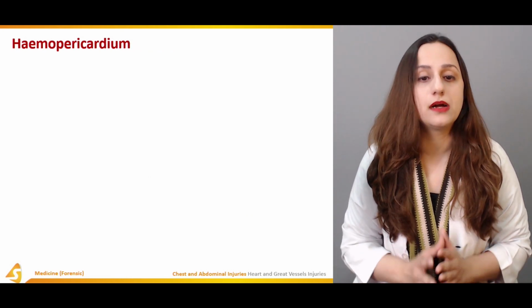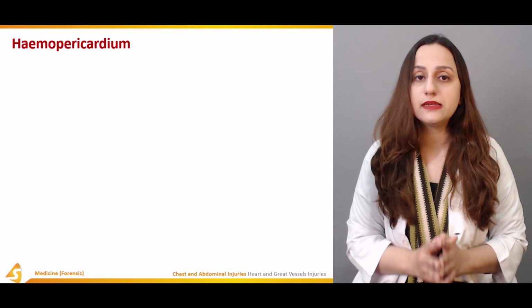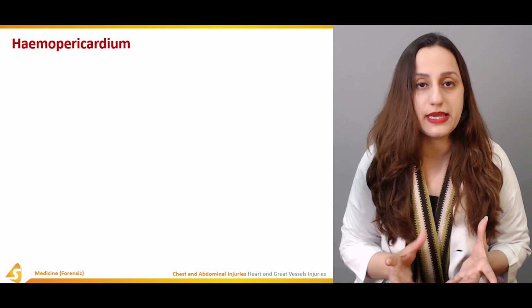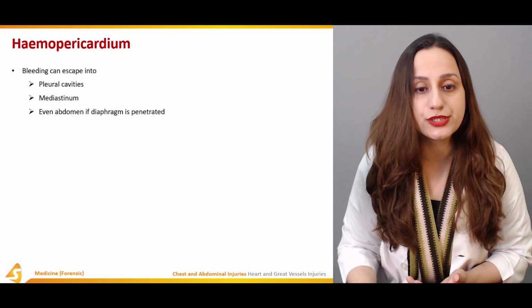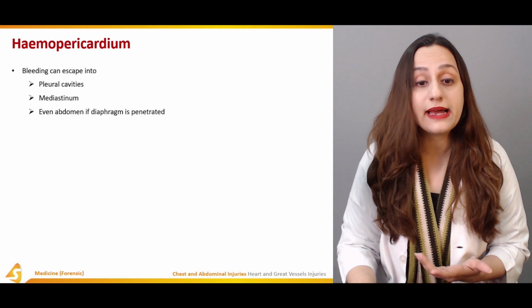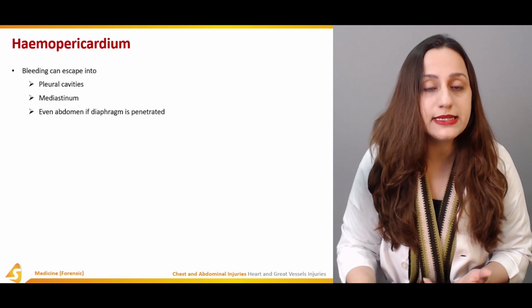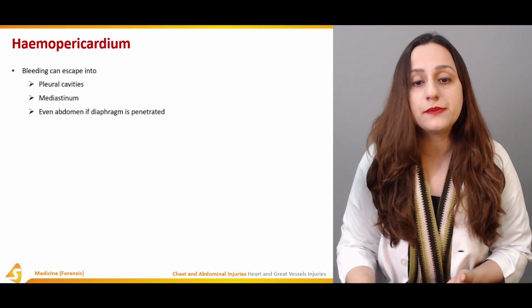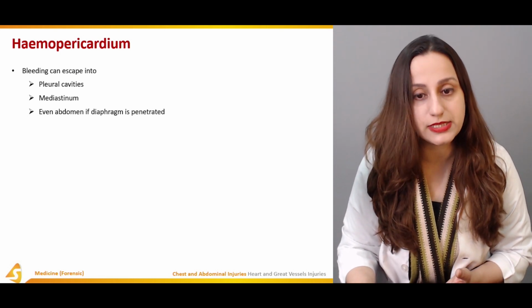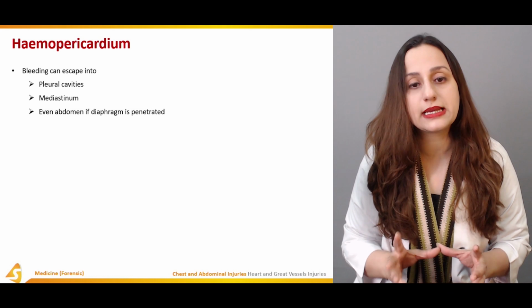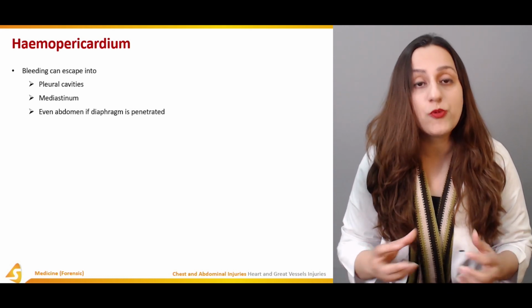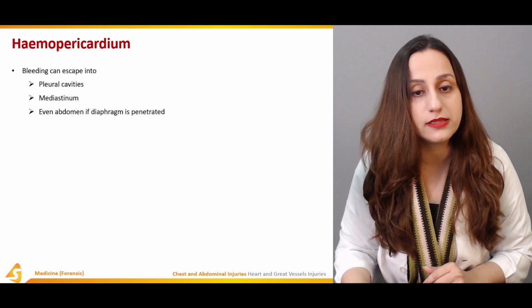Now, hemopericardium. Hemopericardium is defined basically as the collection of blood in the pericardial space, and again it is going to restrict the movement. Bleeding can escape into the pleural cavities, it can escape into the mediastinum, and even the abdomen if the diaphragm is penetrated. So these are the conditions basically which we will be dealing with whenever there is blood in the pericardial space.